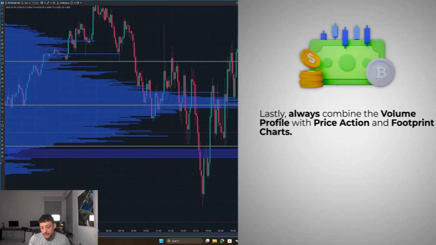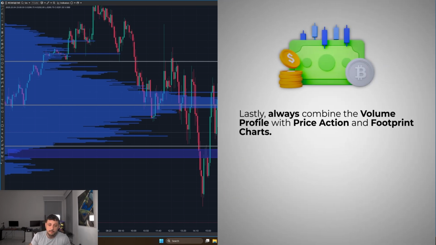And last but not least, what you also want to be doing is combining the volume profile with price action and also with your footprint charts as well.